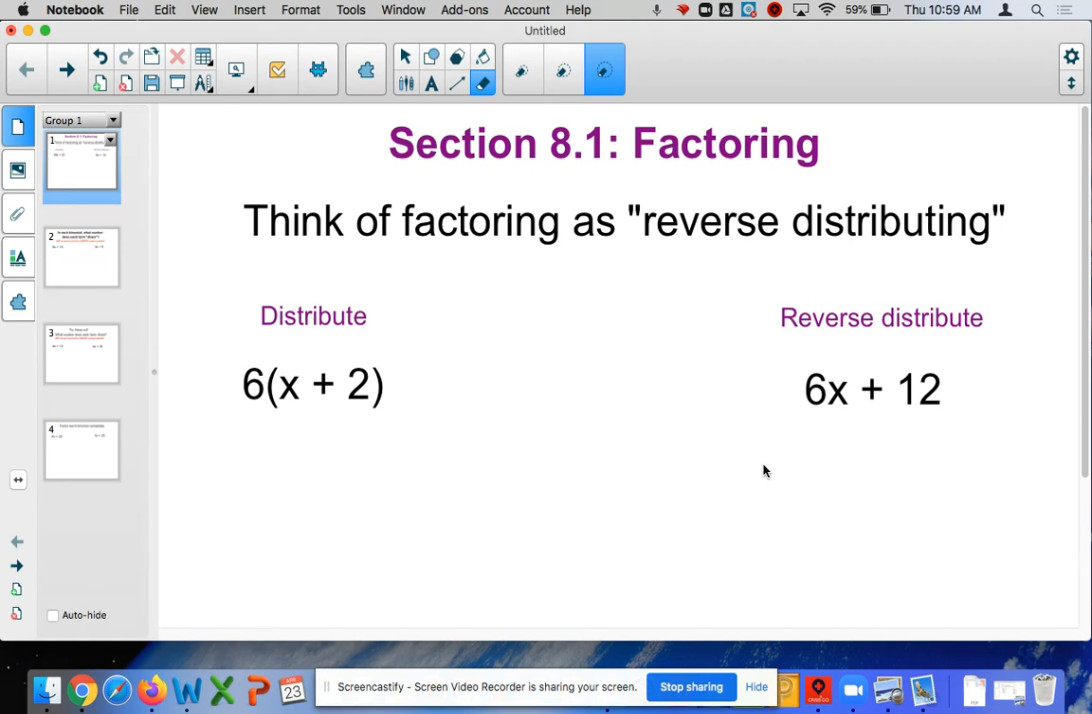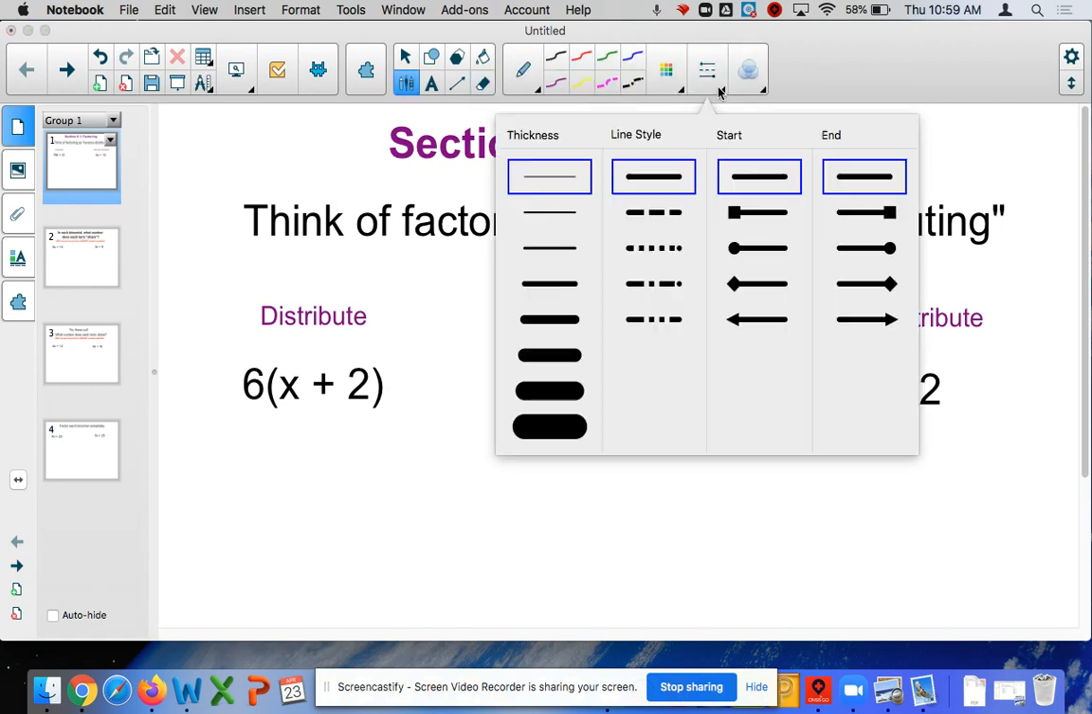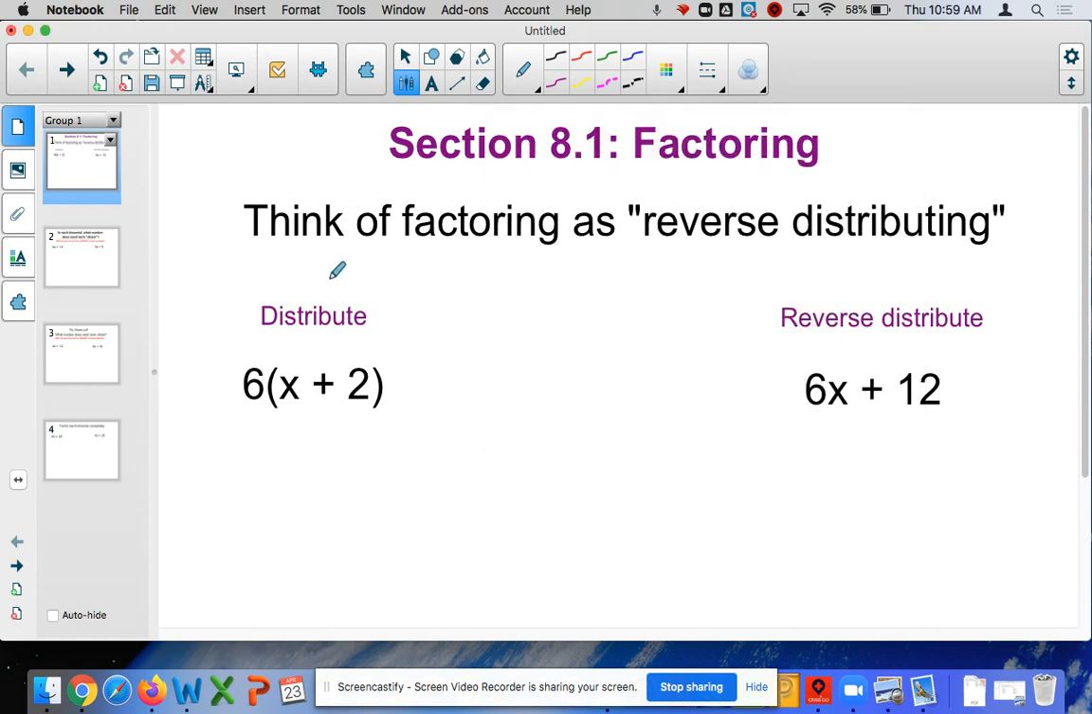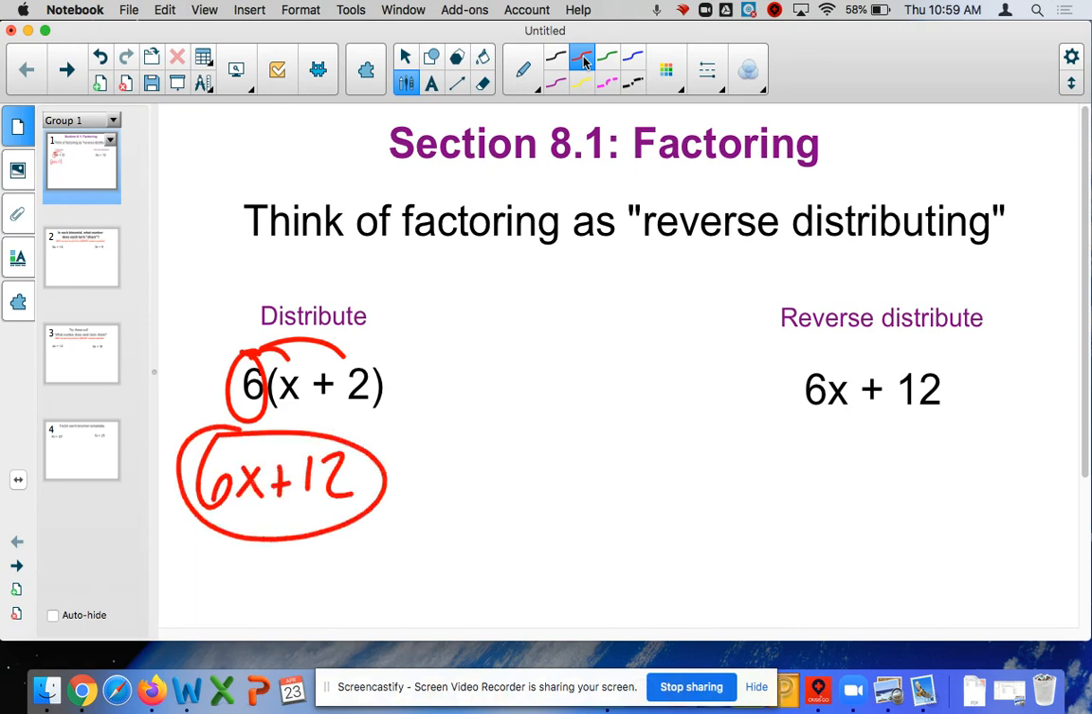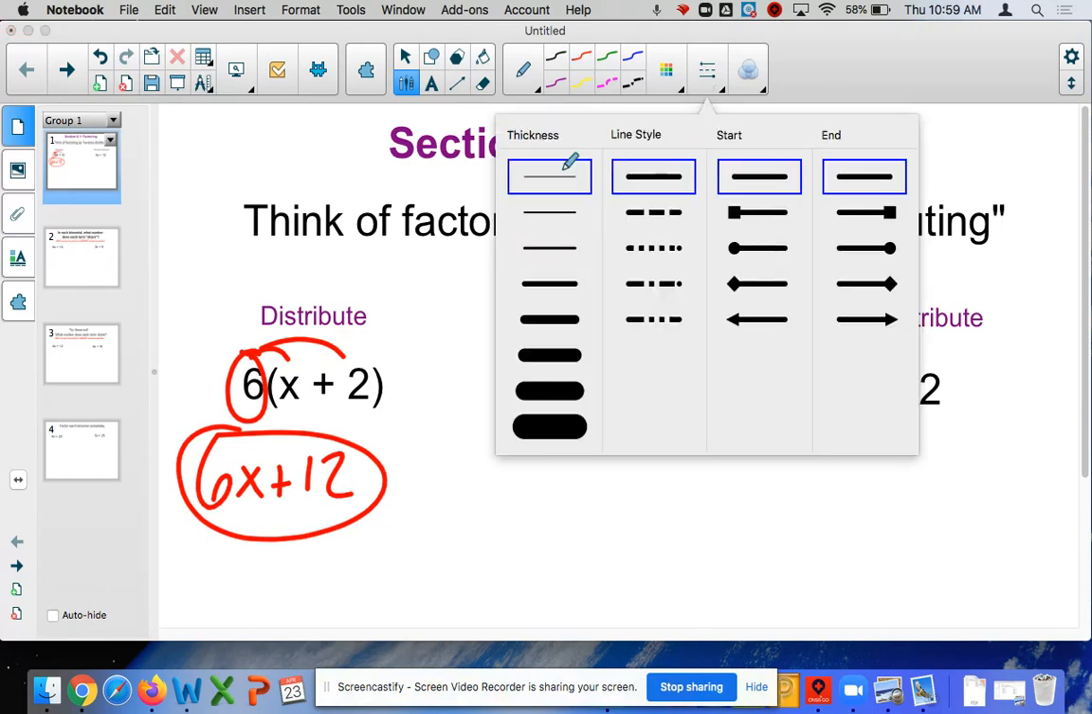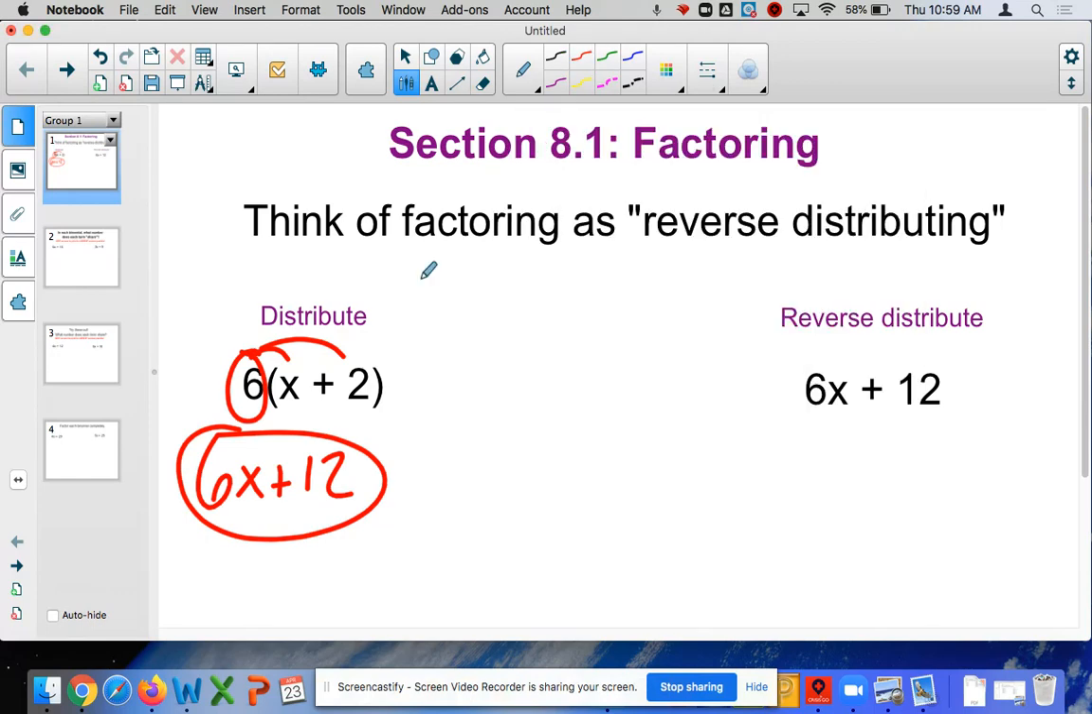We're going backwards. So if we look at that first binomial, we got 6 times x plus 2. We're going to distribute this. And you guys are really good at distributing. I'm not worried about that at all. But just to reiterate, we're going to take that 6, multiply it by both of them, and we get 6x plus 12. That's nothing new. We know that already. We know how to distribute. Factoring is where it gets a little bit confusing, maybe.